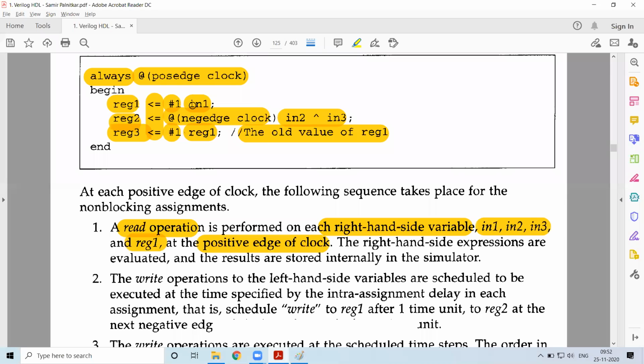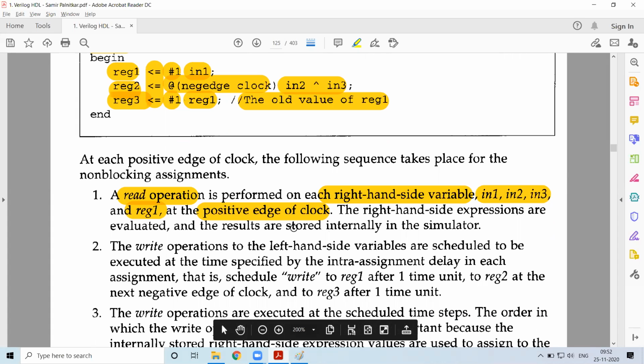In this, the first thing it does is read all these variables in1, in2, in3, and reg1. If any expression is there, it will be evaluated. This is an expression, XORing, which will be happening, and it will get the result. The results will be stored in some temporary registers, or it will be stored in that form. That is how the simulator will be specifying.